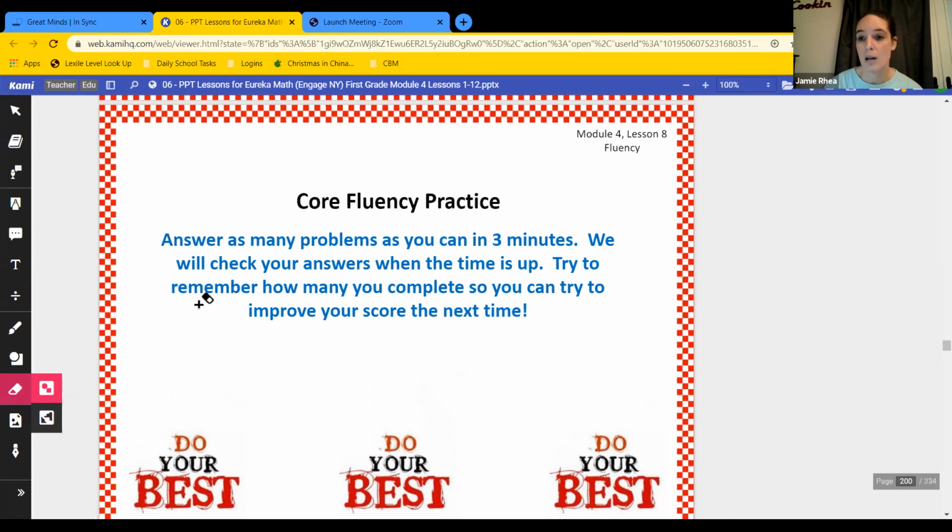So pause here, go work on your core fluency practice, lesson 8 fluency, and set a timer for 5 minutes. See how many you can get correct. Remember, it's how many you can get correct, not how many you can get done. Take your time. Watch your signs. Watch where your equal sign goes. Be careful. Then you can come back, hit play, and we'll keep on going.